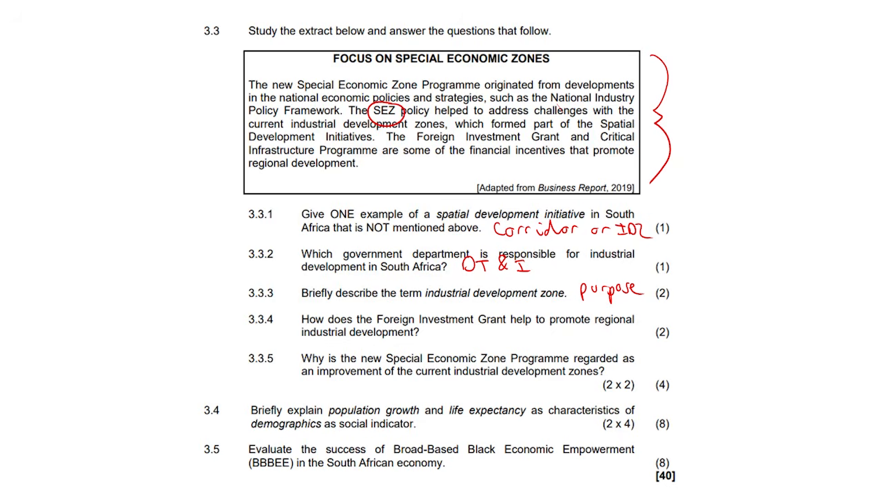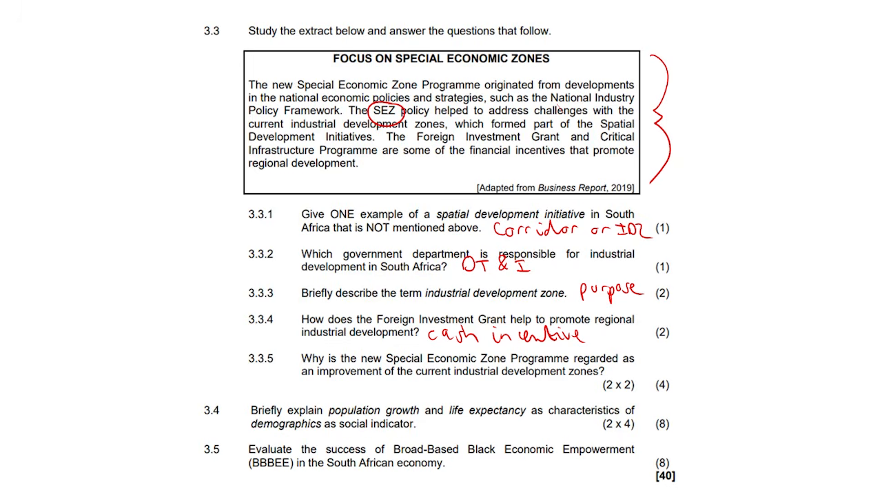How does the foreign investment grant help to promote regional industrial development? So above all else, it's a cash incentive to assist foreign investors to cover their startup costs, which encourages the establishment of businesses in the different regions. The cost of relocating, the purchase of new machinery, purchase of new equipment, anything along those lines would have scored you the mark.